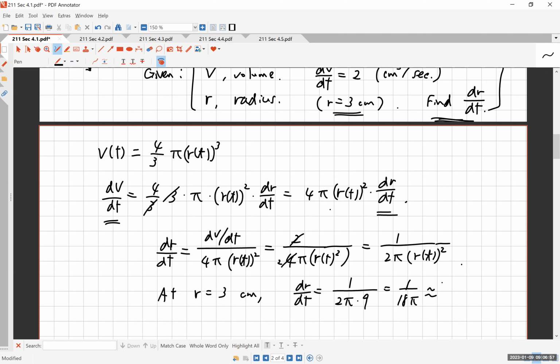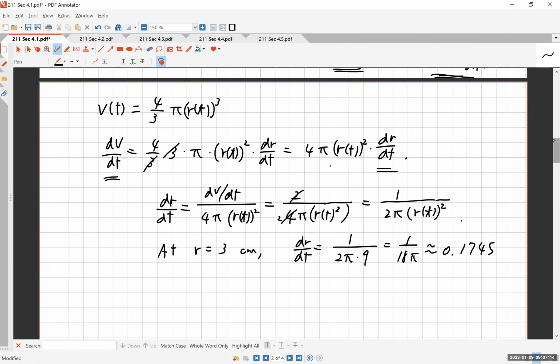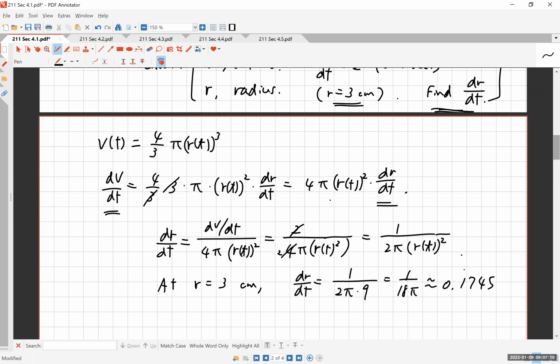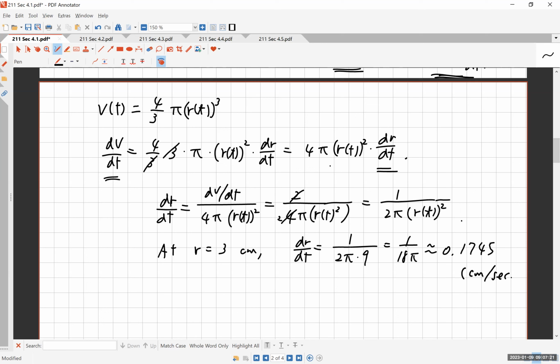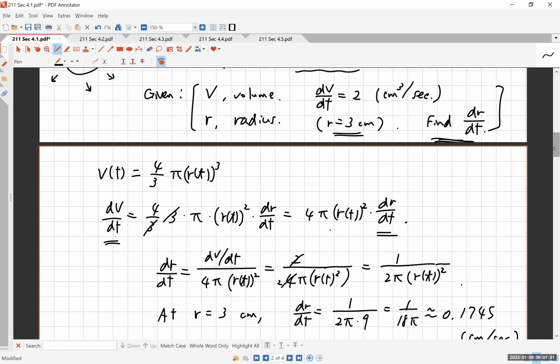And that, if you can just take your calculator out, I think I have the answer. That is going to be, let's see, do I have this? Yep, 0.1745 approximately. Okay, what are the units? Let's think about this. We have been using cubic centimeters and centimeters for the length, and so it'll be centimeters per second. Okay, so again, this is a very slowly growing, inflating sphere, but you got the answer.